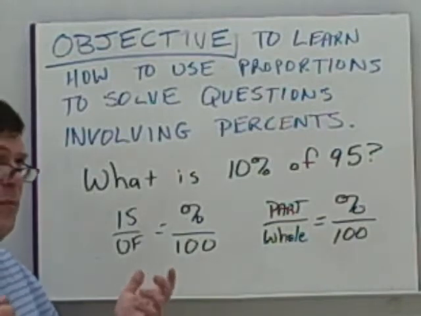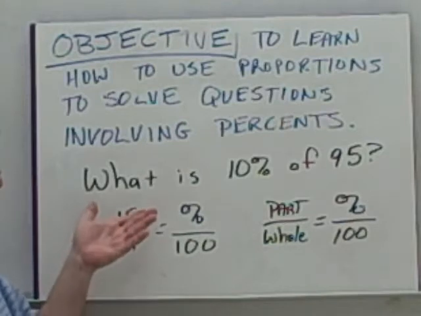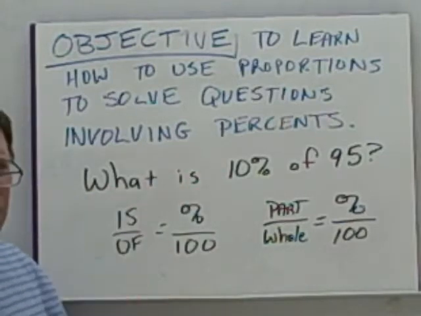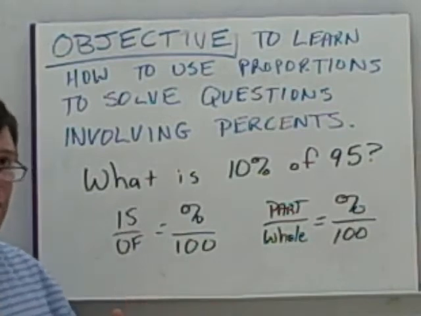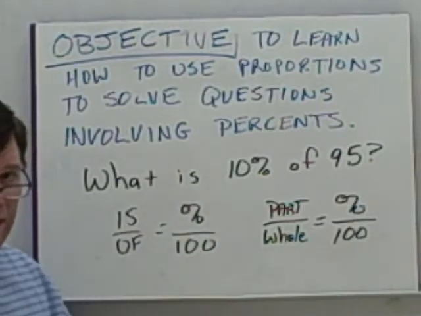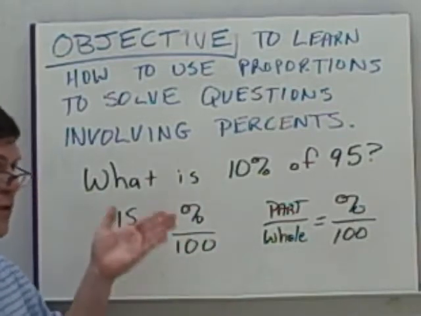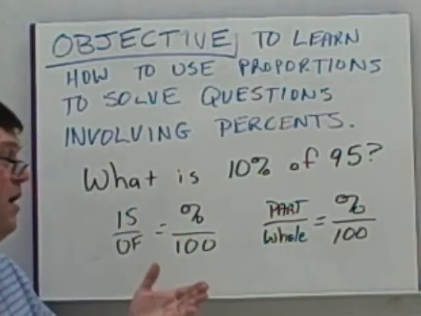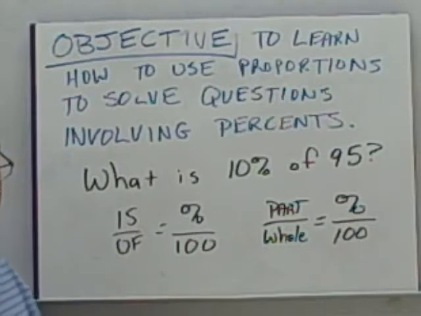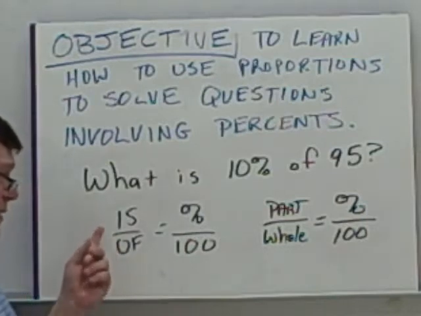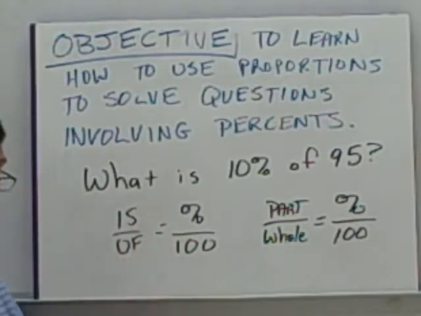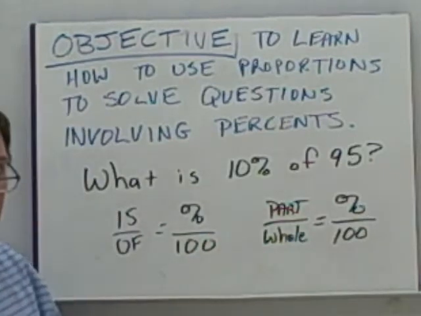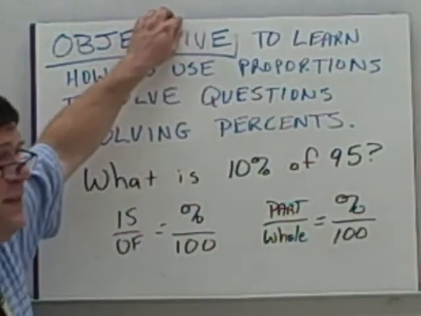All right, what is the proportion question we're looking at here? We're looking at something like this. What is 10% of 95? You get a lot of questions that are like this. A lot of questions that may be lengthy word questions, which all boil down to a question like this: what is 10% of 95? And the two proportions you might have seen before, might be working with, is over of equals percent over 100, or part over whole equals percent over 100. And we're going to look at both of them today.